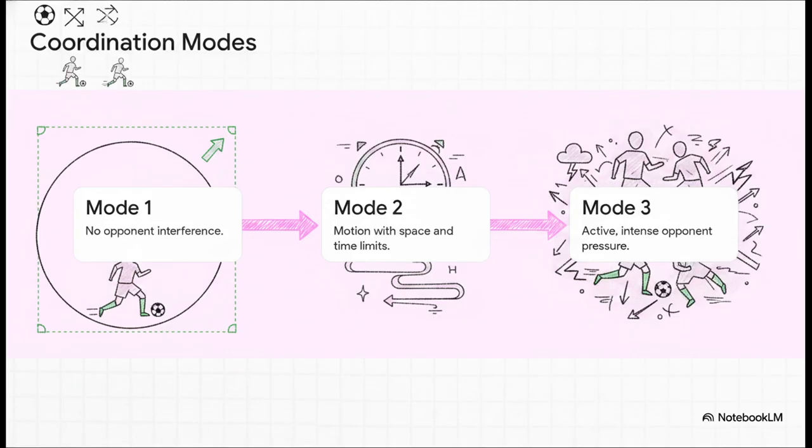Mode 1 is the easiest. The player has the ball with basically no interference from the opponent. Mode 2 bumps up the difficulty. Now the player is in motion, dealing with tight space and time limitations. But Mode 3? That is the absolute crucible. That's executing a technical, tactical action while facing active, intense, right-in-your-face interference from an opponent.